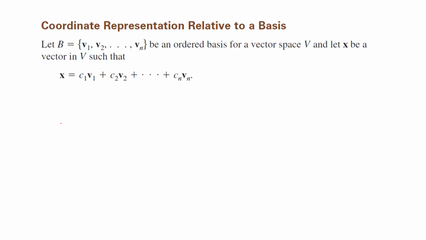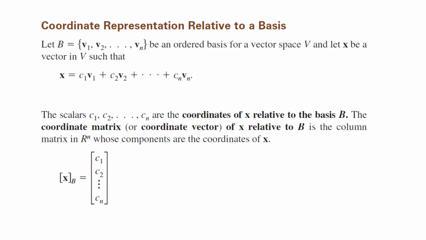The definition is, suppose you have an ordered basis B = {V1, V2, ..., Vn} for a vector space V, and X is a vector in the vector space V. You can write X as a linear combination of these vectors in the basis. Of course, you end up with some coefficients C1, C2, C3, ..., Cn. The scalars C1, C2, C3, ..., Cn are the coordinates of X relative to the basis B.